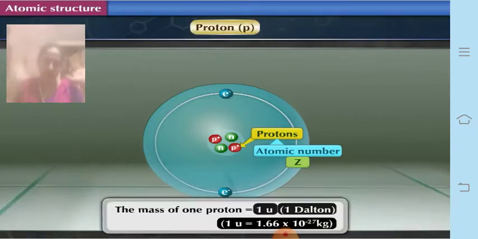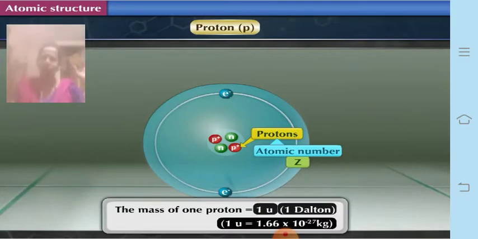kilograms. So can you imagine? 10 raised to minus 27 means you will have to write 0 point around 27 zeros before 166. That small is the mass of the proton. So 1 Dalton unit is around 1.66 into 10 raised to minus 27 kilogram. That means one proton has this much mass only.